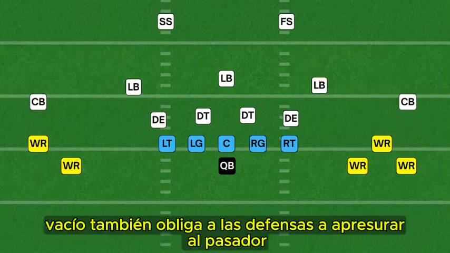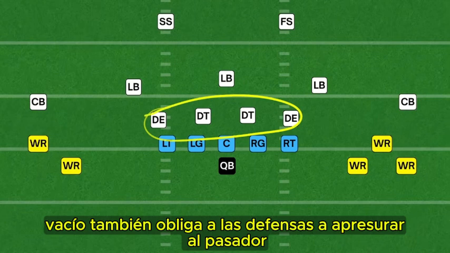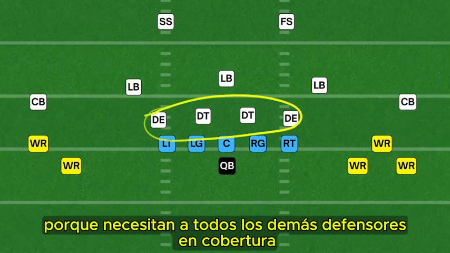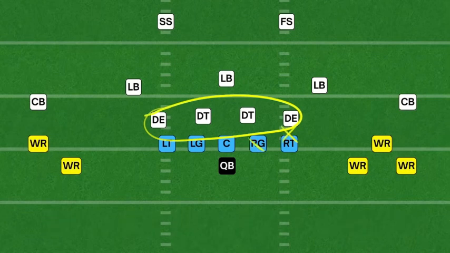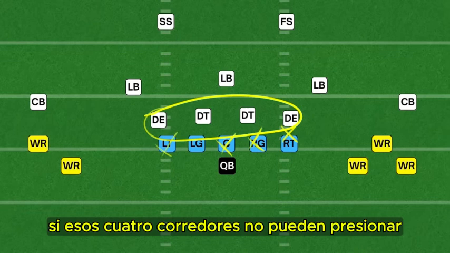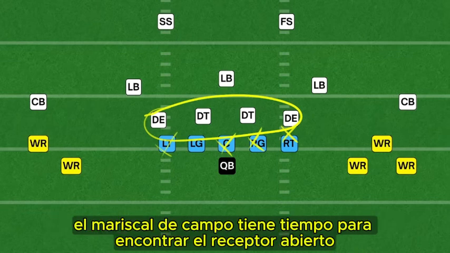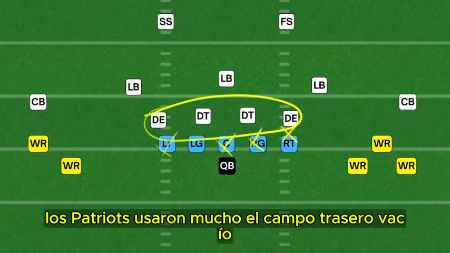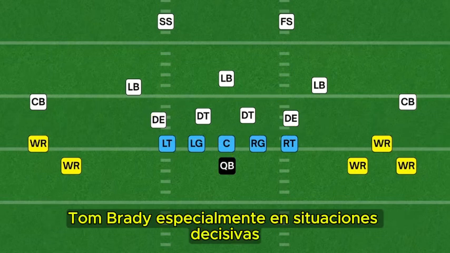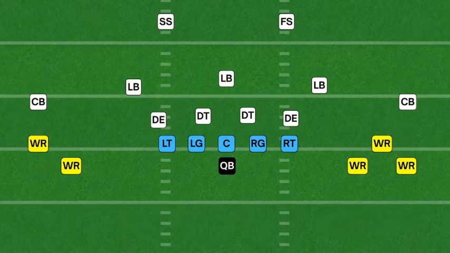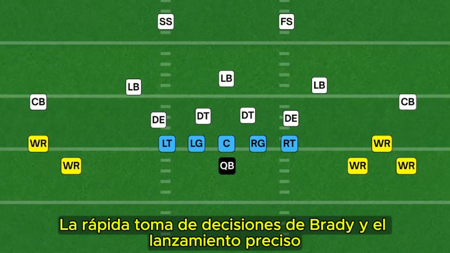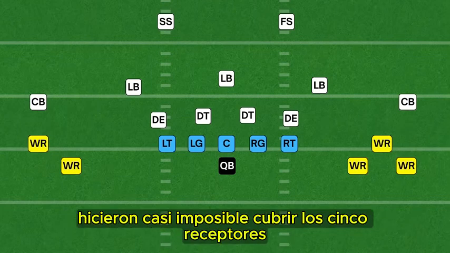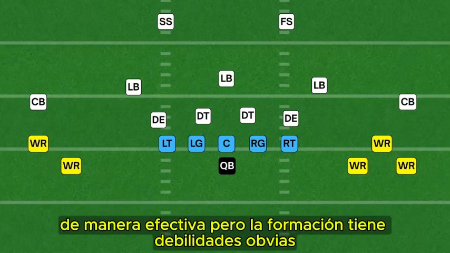Empty backfield also forces defenses to rush the passer with their front 4 because they need every other defender in coverage. If those 4 rushers can't get pressure, the quarterback has time to find the open receiver among 5 options. The Patriots used empty backfield extensively with Tom Brady, especially in clutch situations. Brady's quick decision-making and accurate throwing made it nearly impossible to cover all 5 receivers effectively.